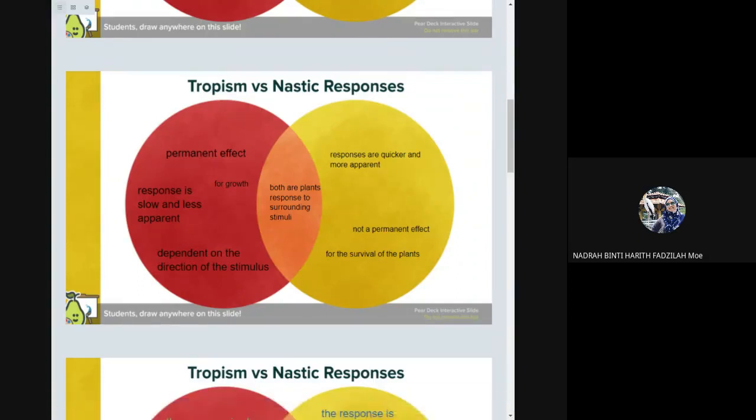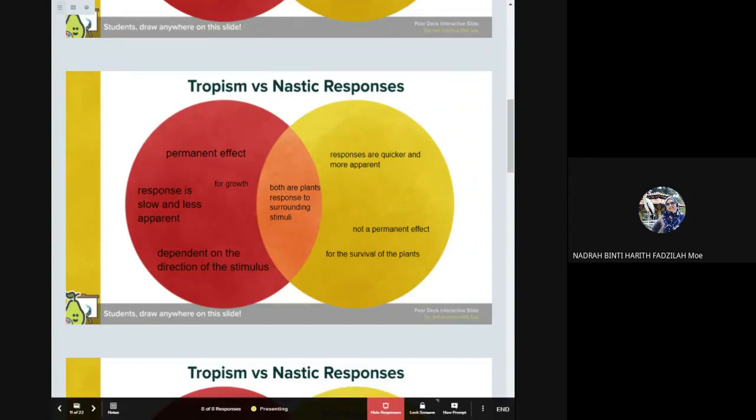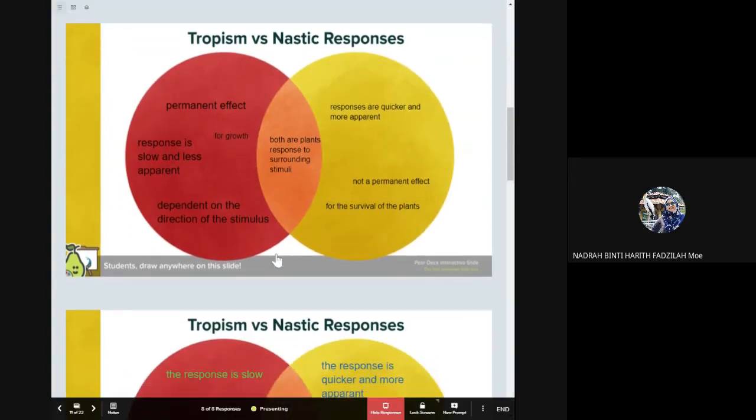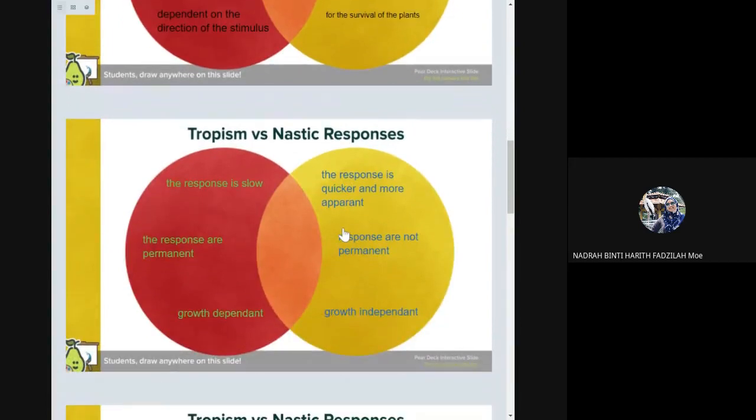Dia the first one cakap pasal permanence, the permanence of the effects, whether it is permanent for tropic but not permanent for nastic. Sebab jauh kena cross macam ni baru saya nampak. Okay. Speed of responses and yes, dependent on the direction of the stimulus for tropic. Tetapi untuk nastic response, it is not dependent on the direction of the stimulus.